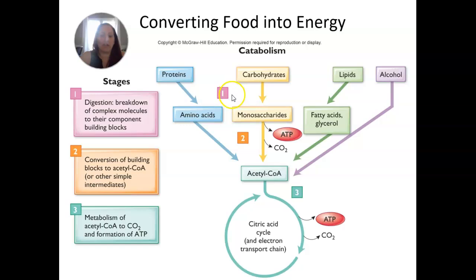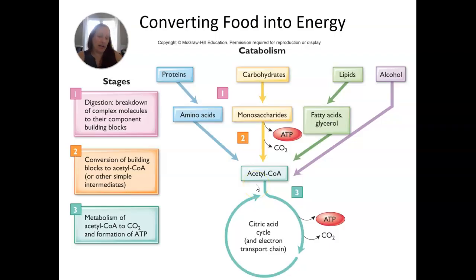Carbohydrates, again, through digestion, are broken down into monosaccharides like glucose. There will be some steps here where some ATP will be produced as well as some carbon dioxide, but the product that we're concerned about here is acetyl-CoA. We could say the same thing for lipids. They get broken down into fatty acids and glycerol, yielding acetyl-CoA, and the same thing with alcohol. It is not going to be digested, but be absorbed and then be converted into acetyl-CoA. The acetyl-CoA is where everybody kind of meets.